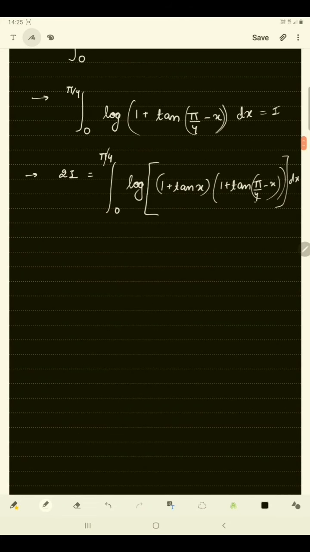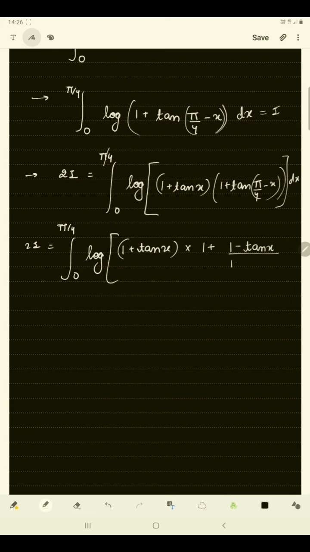Now we can actually apply a property over here, tan a minus b. So let us just apply it. We have 2I over here, 0 to pi by 4 limits, log 1 plus tan x. And now applying the property over here we have 1 plus, now tan a minus b is tan a minus tan b upon 1 plus tan a into tan b, and tan pi by 4 is equal to 1. So we have this into dx.